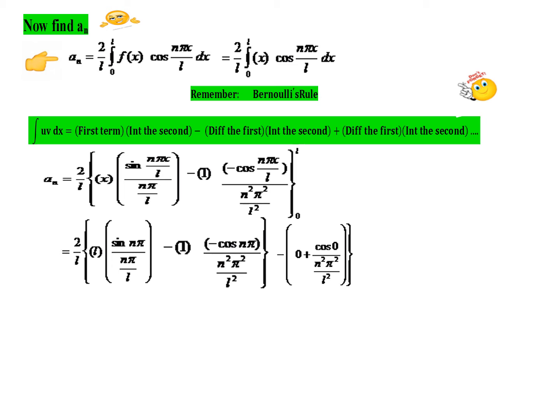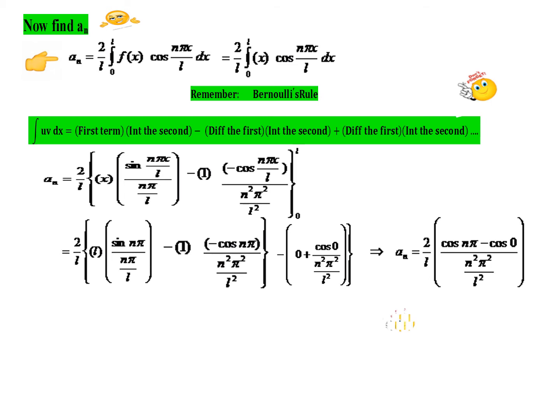So this is the limit, upper limit minus lower limit. And now let us see the values. When we simplify this, we get 2 by L into sin n pi. The first term is becoming 0. So we have only minus minus plus cos n pi by L squared, n squared pi squared by L squared minus cos 0 divided by n squared pi squared by L squared, which is a common denominator.